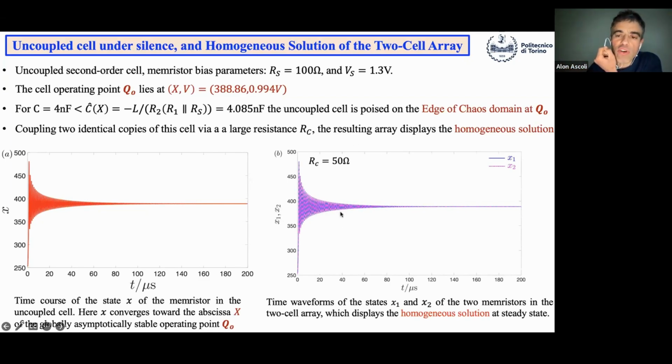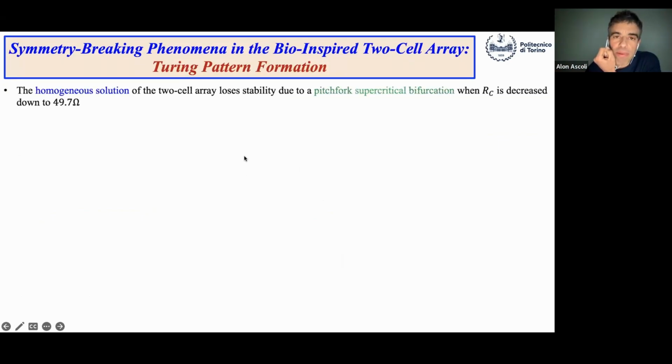As you can see, both memristor states converge to the same solution as in the uncoupled case. This is the so-called homogeneous solution. This is what we all would expect. But if we decrease the resistance, this was what happened to Smale when he was taking two biological cells and letting them interact via diffusion processes. For certain coupling conditions, he was unexpectedly observing the behavior of pattern formation.